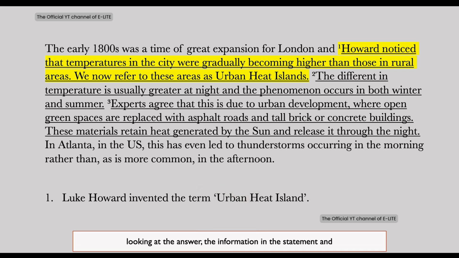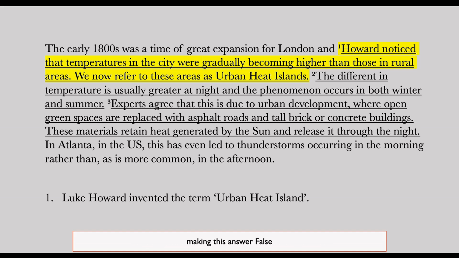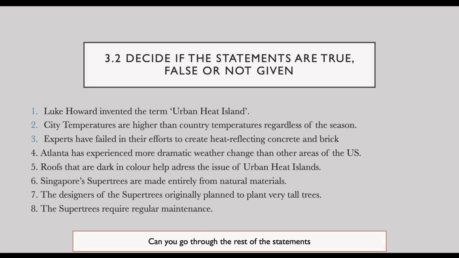Looking at the answer, the information in the statement and the one in the passage do not match. This is because the passage states that Luke Howard noticed these changes in 1818, but we only now refer to them as urban heat islands. The word now indicates these days or in the present day, meaning Luke Howard could not have invented the term in the past, making this answer false. Can you now go through the rest of the statements and decide whether they are true, false or not given?